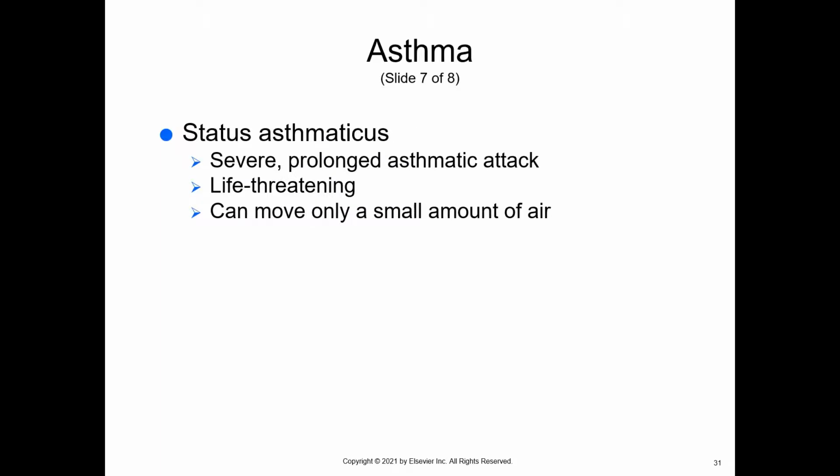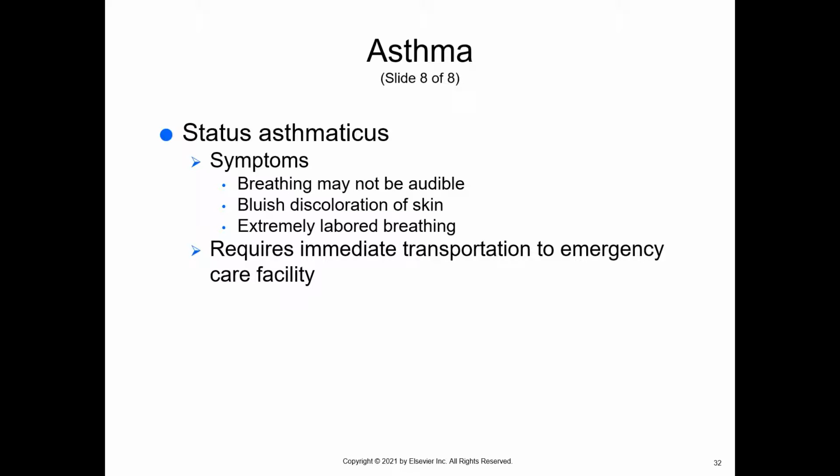Status asthmaticus is the medical definition for a severe, prolonged asthmatic attack, and this can be life-threatening, in which the patient's only able to move a small amount of air. Symptoms associated with status asthmaticus: breathing may not be audible. They may display a cyanotic appearance, that is bluish discoloration of the skin, and they may display extremely labored breathing. These are the signs and symptoms associated with status asthmaticus. This would require immediate transportation to an emergency care facility.